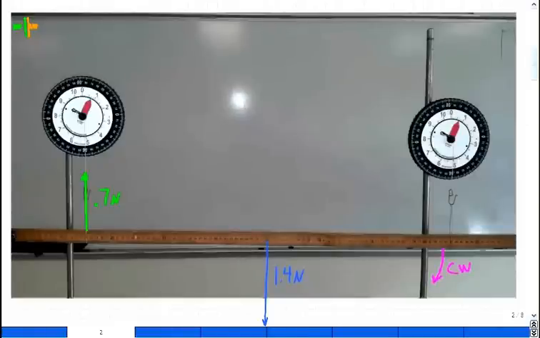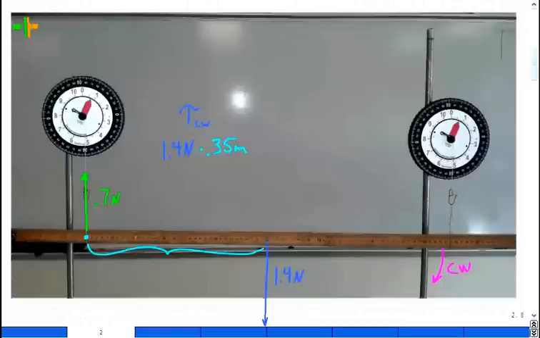So we can say that this 1.4 newtons is causing a torque in the clockwise direction, where the center of rotation is over here at 15 centimeters. So that means this distance right here is a total of, well, the difference between 50 and 15 is 35 centimeters, which is 0.35 meters. Now we know the torque in the clockwise direction.